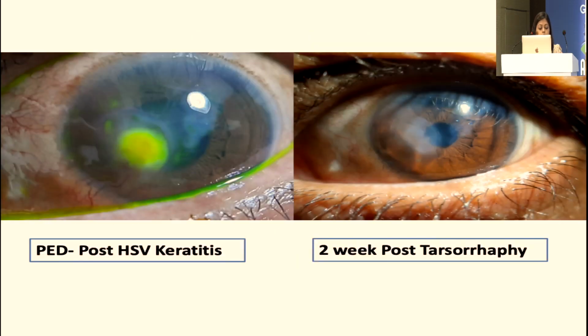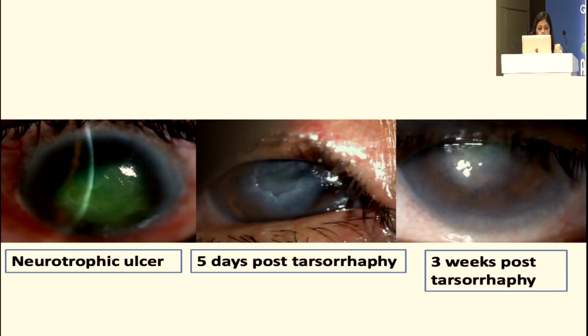This is a patient who had come with a persistent epithelial defect post HSV keratitis, where we did a tarsorrhaphy, and 2 weeks post tarsorrhaphy, the epithelial defect has healed completely. This is another patient with a neurotrophic ulcer, which started showing signs of healing 5 days post tarsorrhaphy and eventually healed 3 weeks post tarsorrhaphy. So again, in conclusion, in patients with neurotrophic keratopathy, tarsorrhaphy along with intensive lubricants plays a very important role.